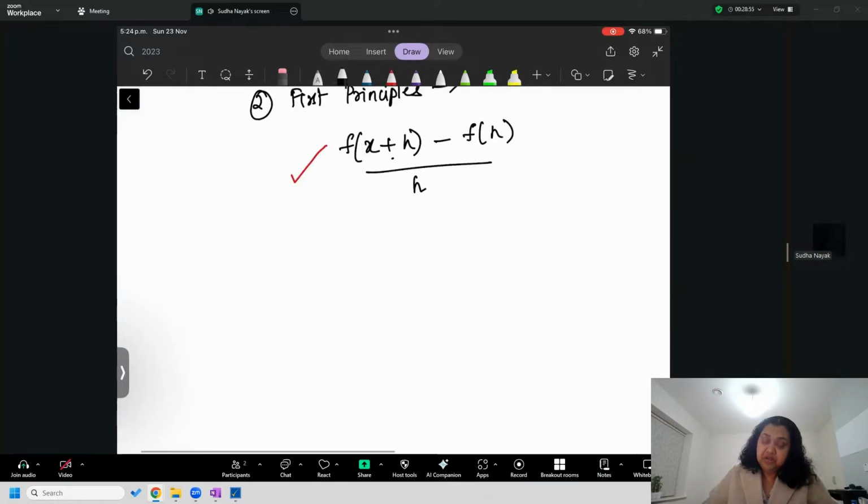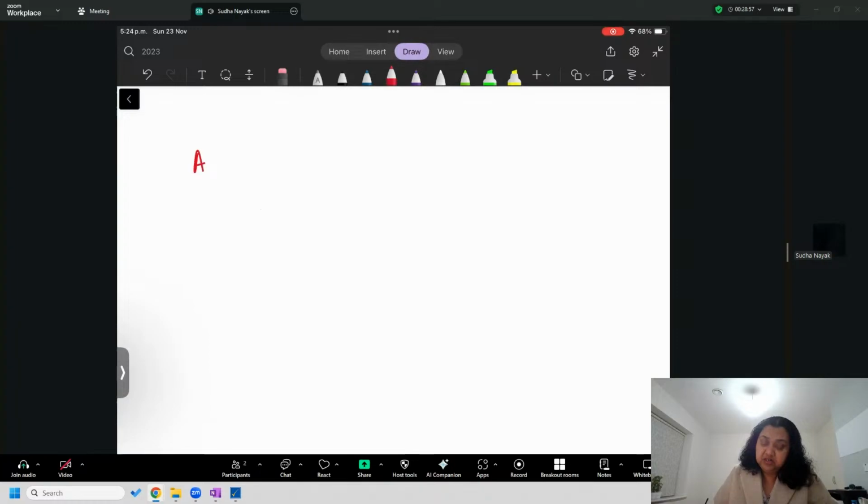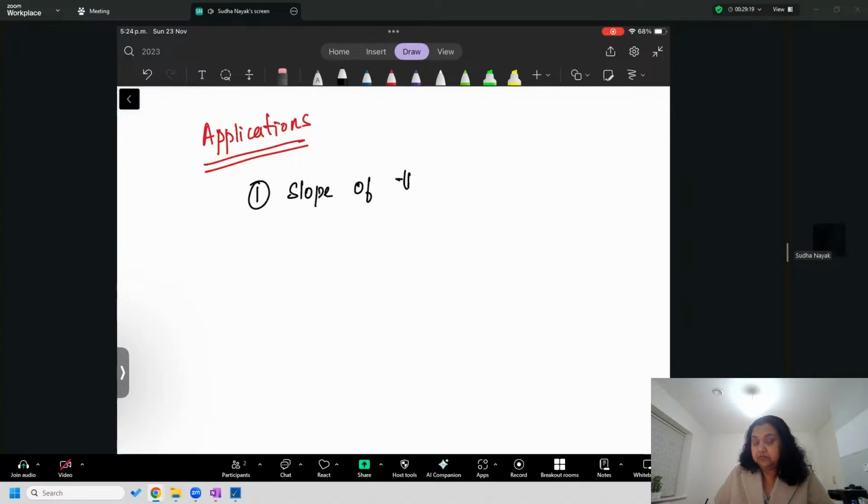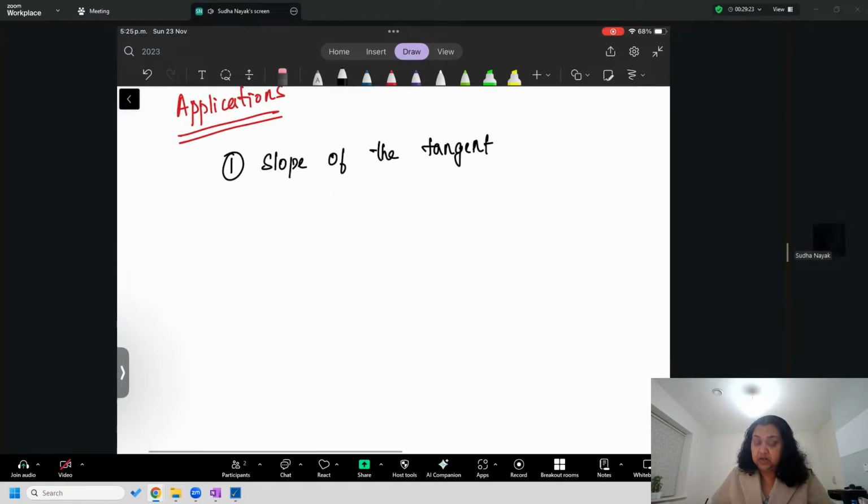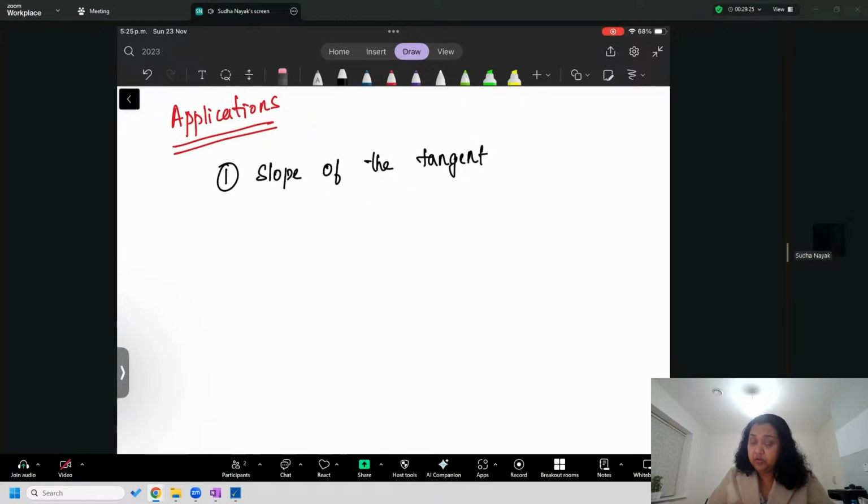Now the second part for differentiation is the applications. This is where many of you struggle. Many of the Living Cert students struggle, but it is very easy to get a grasp of this topic if you know the keywords to look for. So the first one I would say is the slope of the tangent. So these are the keywords. This is what I'm going to tell you today. One is the slope of the tangent.